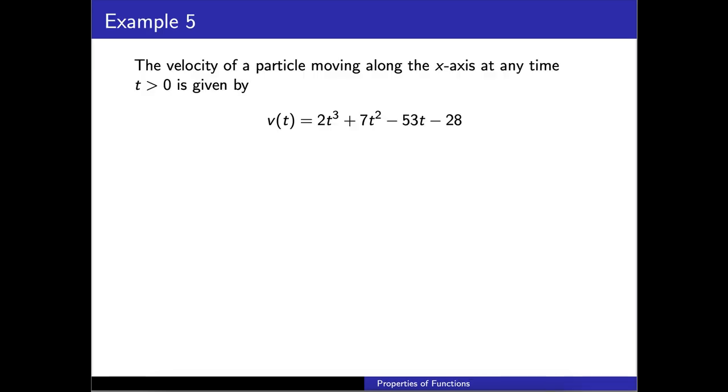So if we look at example 5, the velocity of a particle moving along the x-axis at any time t greater than 0 is given by v of t equals 2t to the third plus 7t squared minus 53t minus 28. So we're going to want to graph this in our graphing calculator, or I'm going to use Desmos. So let's take a look at that.